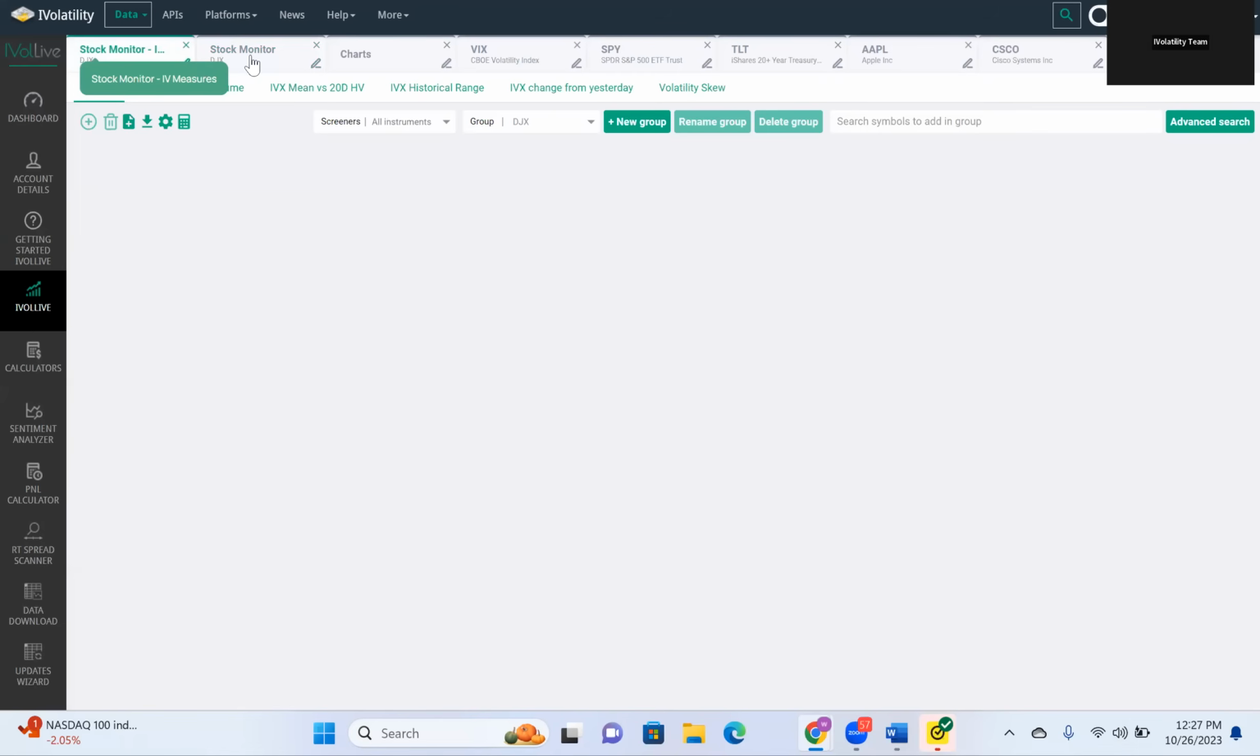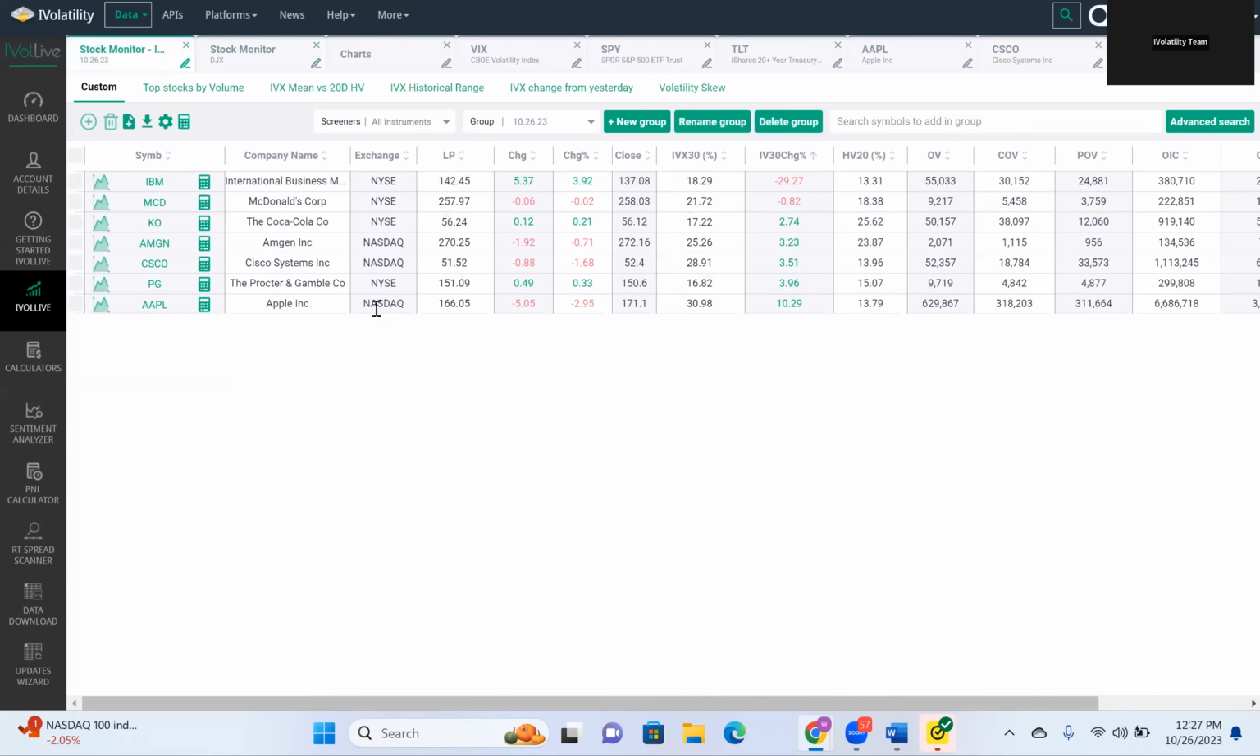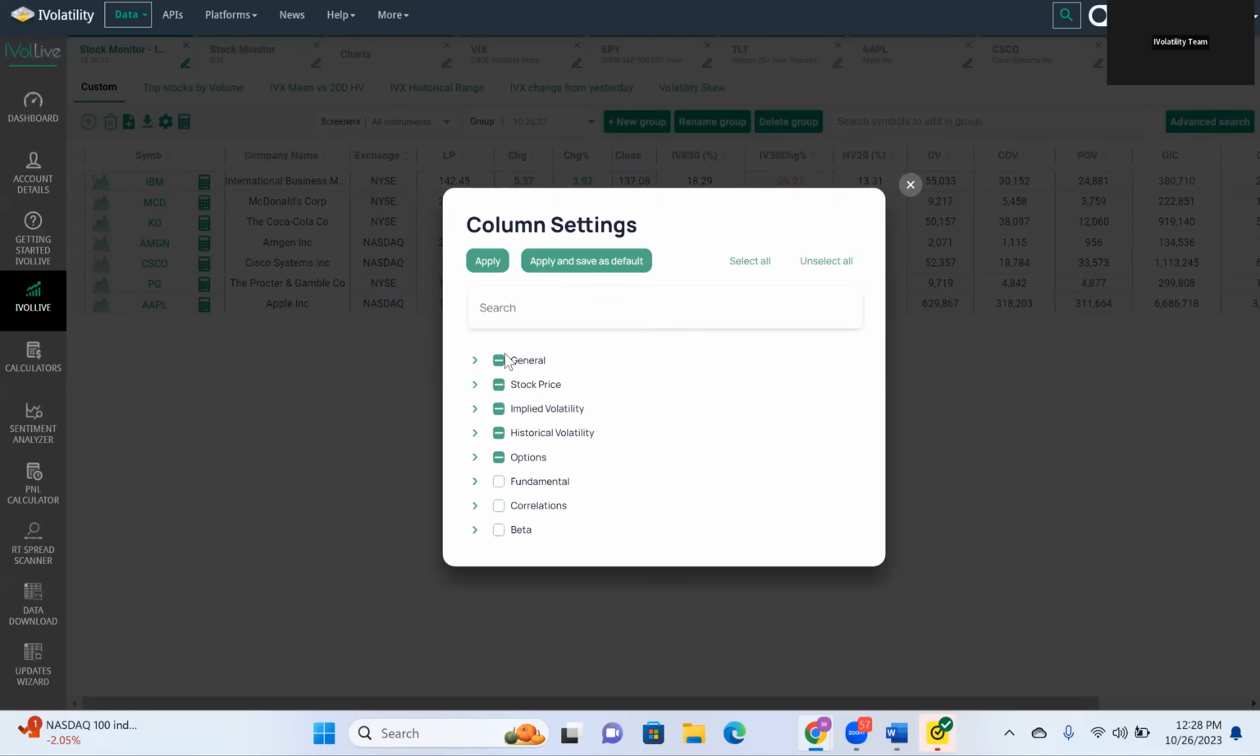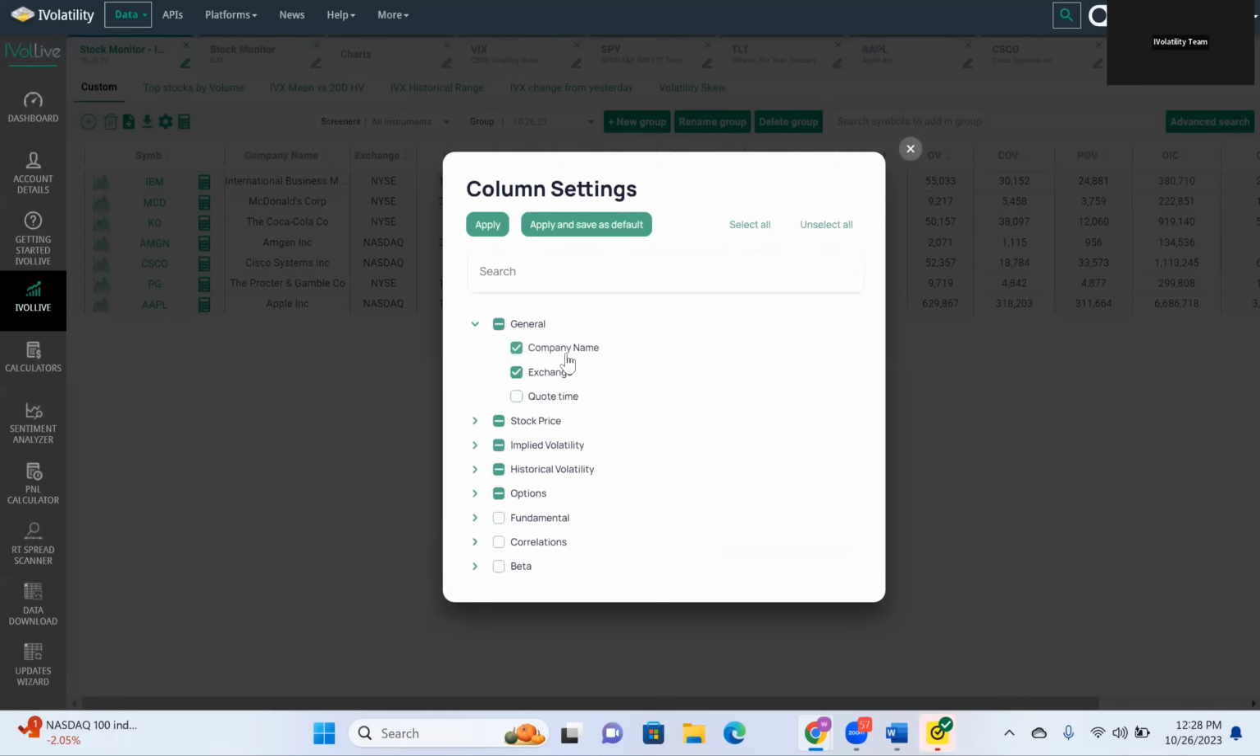Now I want to go to our custom group and show you the different things that we can do here. So this is going to default to our preset columns, right? So this is everything that was also here on the stock monitor tab. What we can do though is we can add to or take away from this view. And the way we do that is we hit this gear icon. And here's the different columns available to you. Under general, you could do company name, exchange, and quote time. I don't really care what exchange they are.